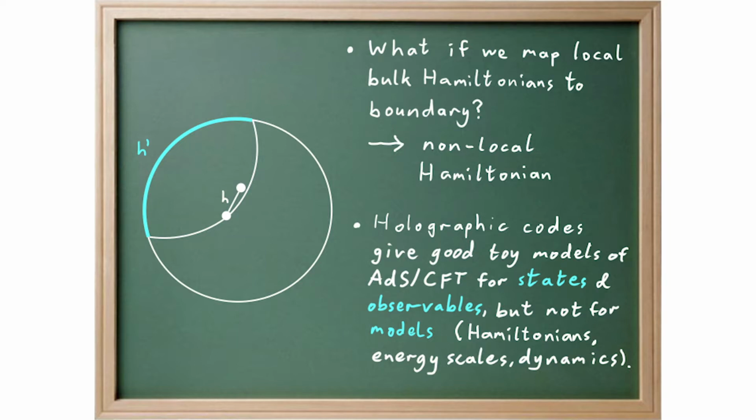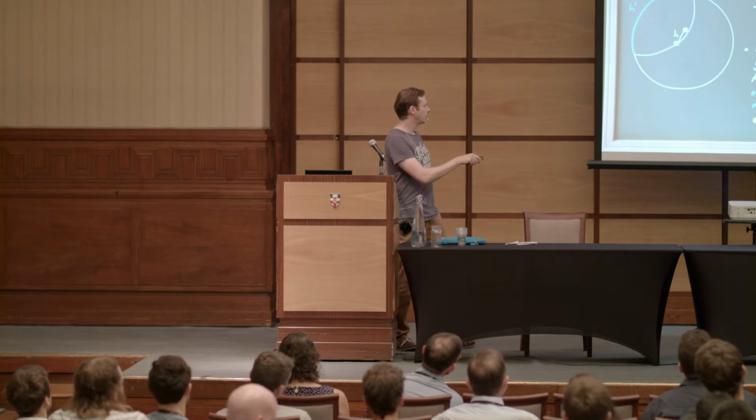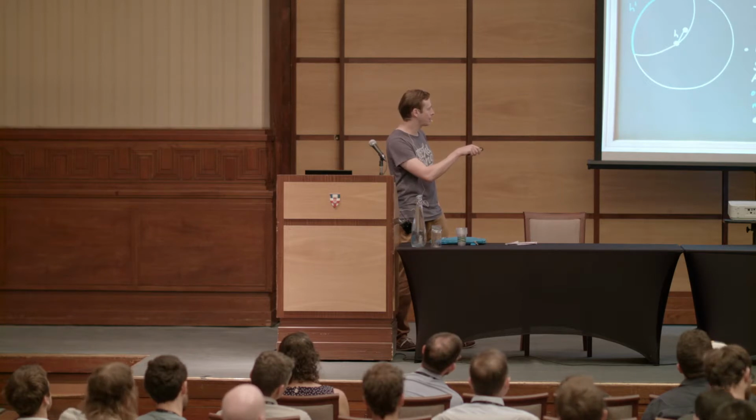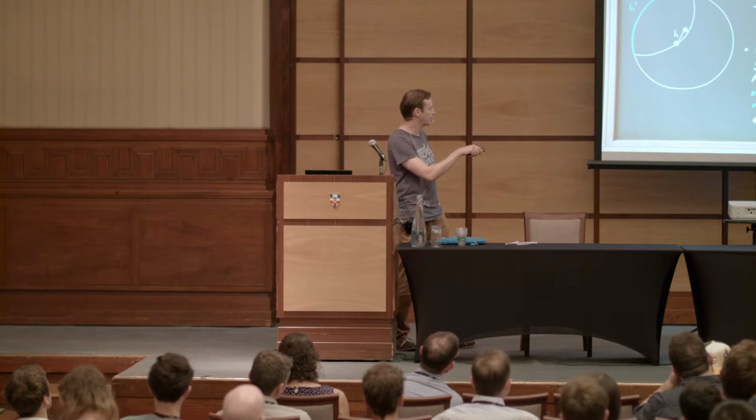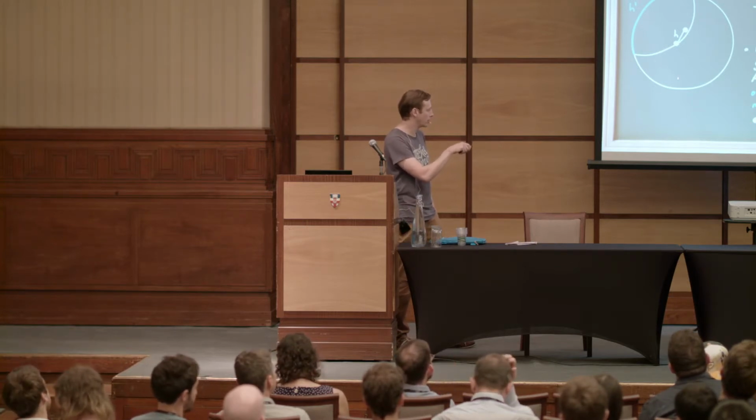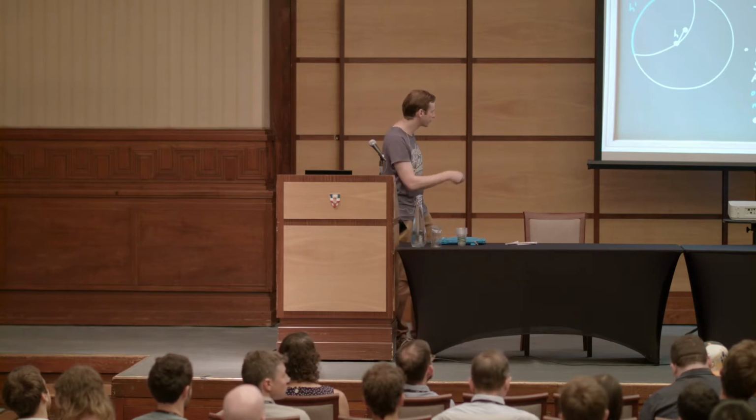And once you've got a global Hamiltonian, you don't have any relevant geometric structure anymore. This is why in the HaPPY paper they didn't talk about dualities on Hamiltonians or dynamics, because they were well aware that whilst you can construct this, it's not that interesting on the level of Hamiltonians. So these tensor network models of holographic codes give very good toy models for states and observables, but they don't work as toy models of dualities between Hamiltonians or between models. That means we can't ask, in these holographic code toy models, questions about energy scales or dynamics.